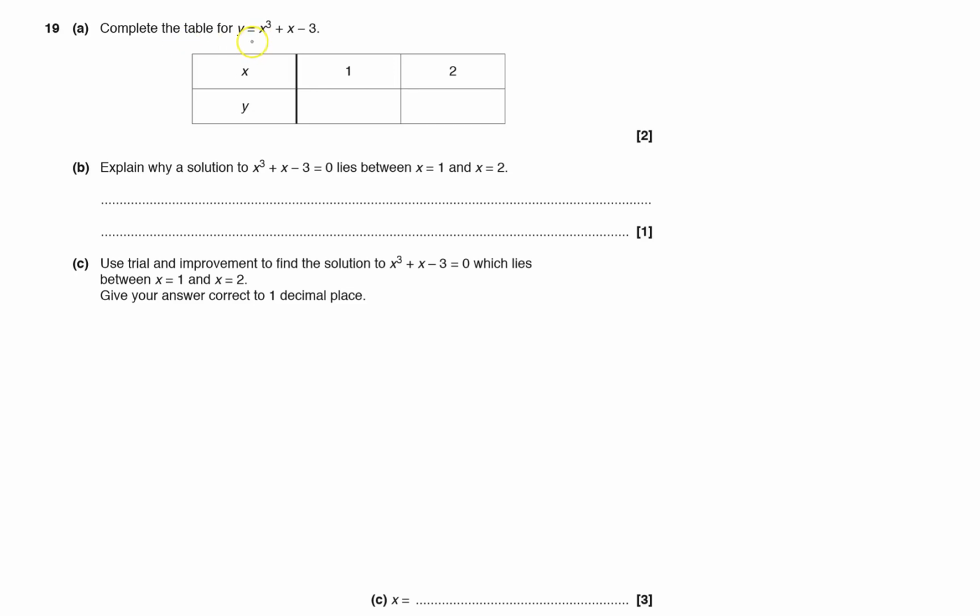Okay, we'll complete the table for x cubed plus x minus 3. If x is 1, it's going to be 1 cubed, which is 1, plus 1, and then take away 3, and that's going to be negative 1. If it's 2, we're going to get 2 cubed, and that's 2 times 2 times 2, so that's 8, plus the x, which is now 2, take away 3, so it's 10, take away 3, that's 7. So it's minus 1 and 7.